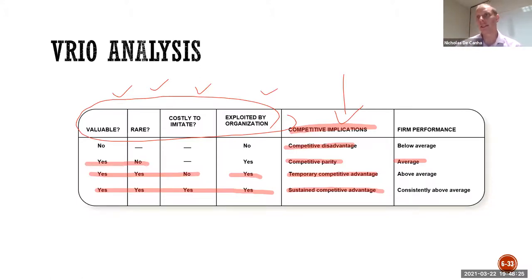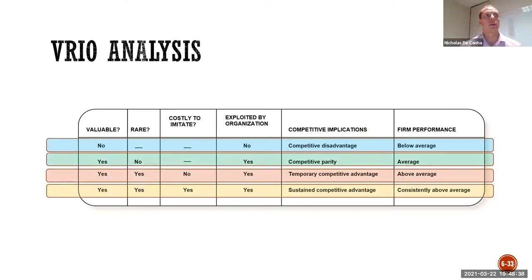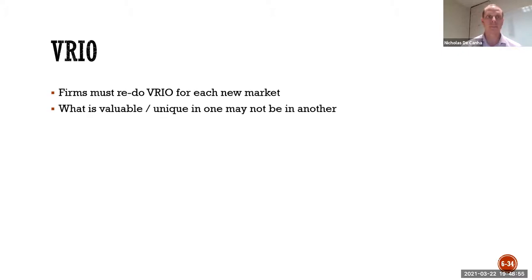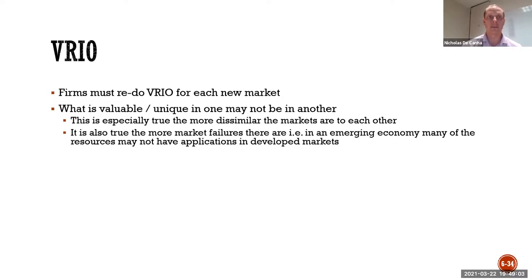When you do this inside a firm, a good practice is to think of 5 to 10 resources or capabilities to do this style of analysis. And as we've just gone through, you've got these different rows that tell you what profitability you can expect. It is important to redo it for each new market, because a resource in one market may not be rare or even valuable in another. And the more dissimilar the markets, the more important it is to analyze this and make sure that the focus areas are the same.